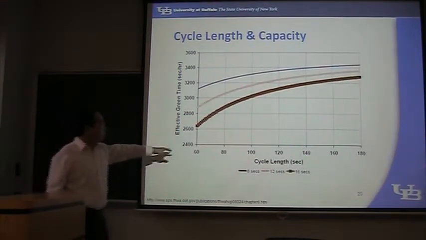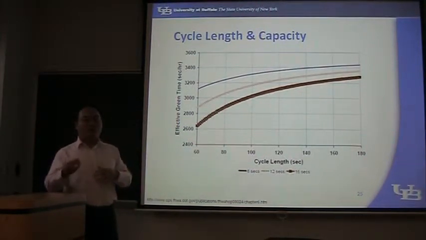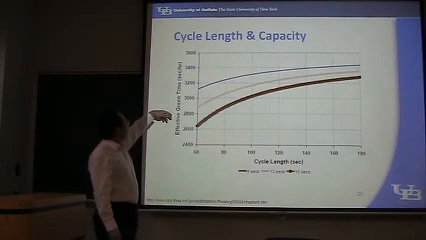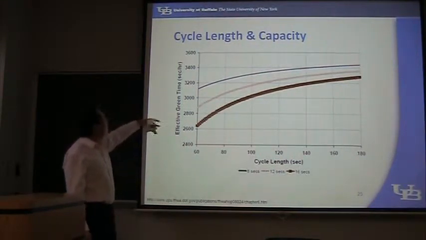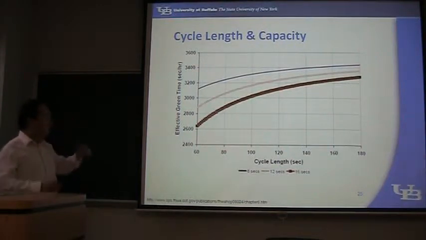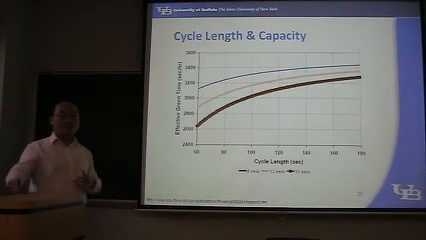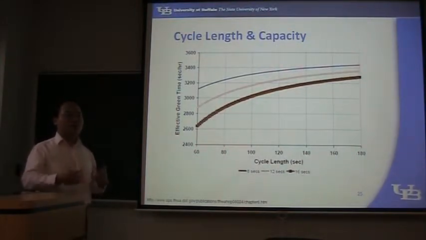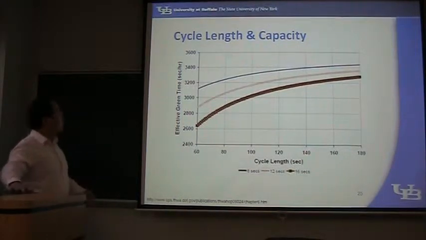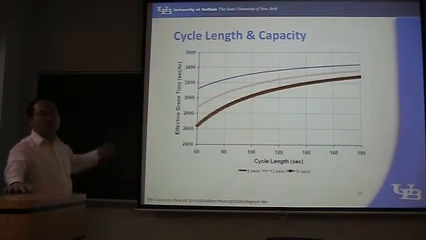And we know that according to this figure, the longer the cycle, the larger the effective green time is. But we also want to reduce the cycle length, because when the cycle length is increasing, the average waiting time of drivers will also increase. So this will be a trade-off of the capacity of the intersection versus the average waiting time.